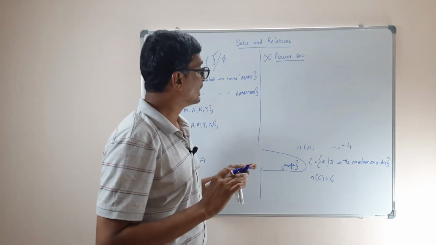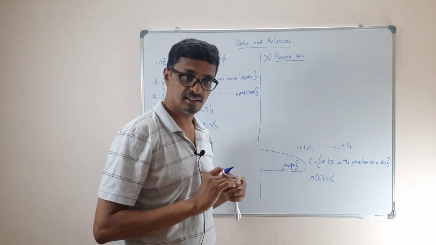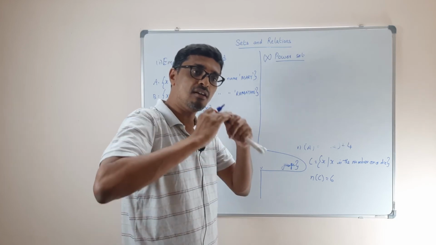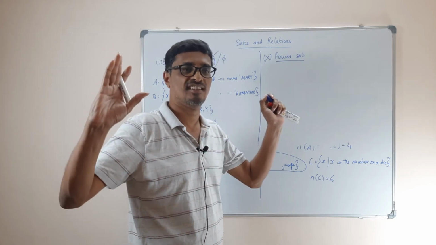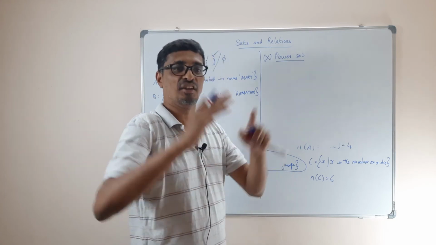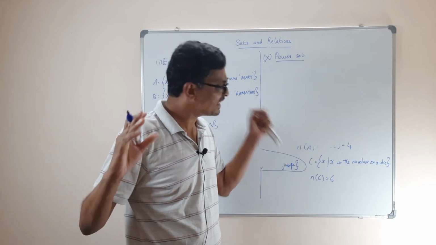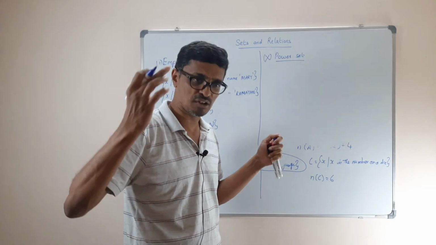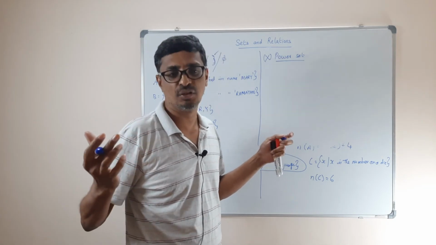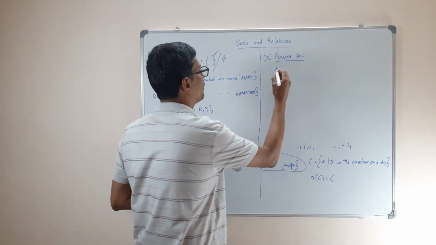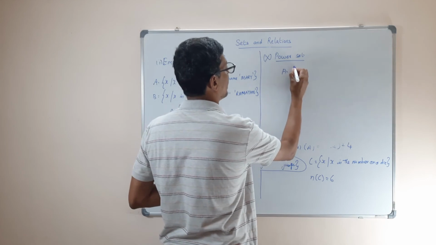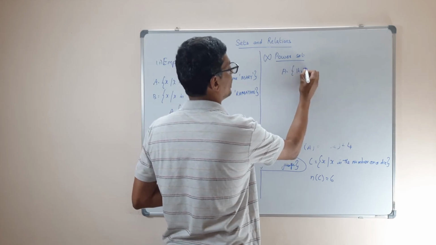So, given a set, try to write down all possible subsets of the set. That whole collection of subsets is called a power set. Let us take, for example, tossing a coin. What are the things you will get? Head and tail. So let me write your set A as head or tail.